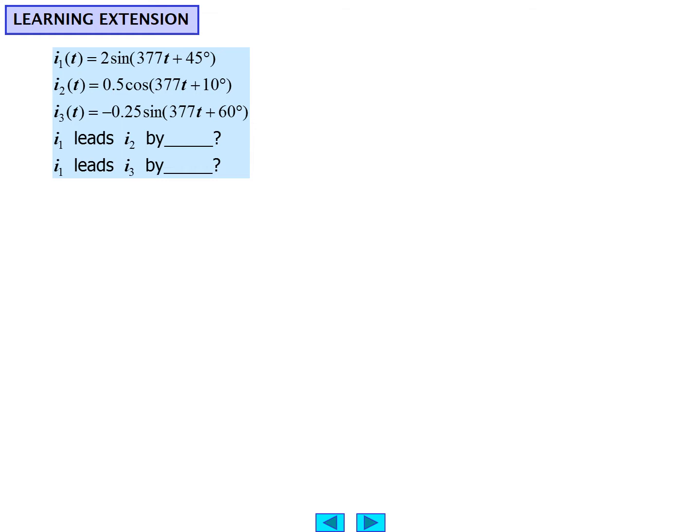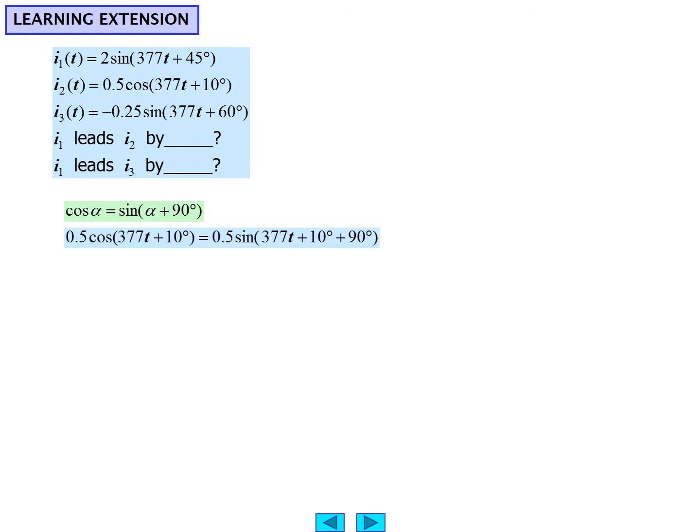Here we have another learning extension in which we're given I1, I2, and I3, and we're asked to produce answers having to do with whether I1 leads I2 by how much, and I1 leads I3 by how much. The first thing we notice is, of course, one happens to be a cosinusoidal wave. That's one problem. And, of course, I3 happens to have a negative amplitude. That's the second problem. So we'll reconcile it by saying cosine alpha is equal to sine alpha plus 90.